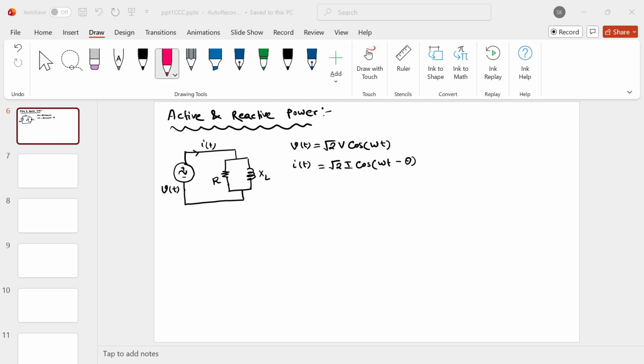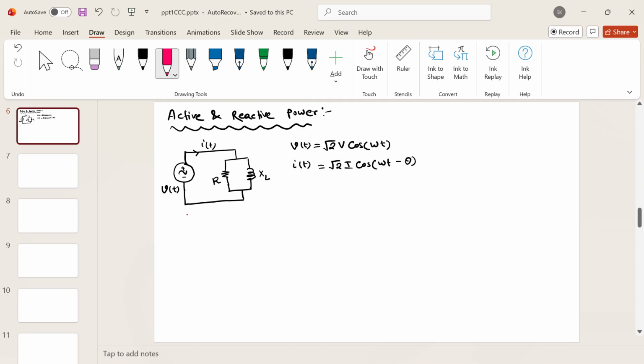Hello everyone. So in this video, we are going to see how we get active and reactive power in case of AC system. Okay. So we'll be analyzing these things from very basic concepts, and we will also analyze what is the main reason to get reactive power in case of AC system. Okay. For that, I have considered a RL circuit.